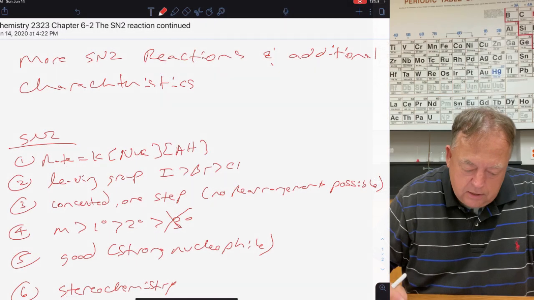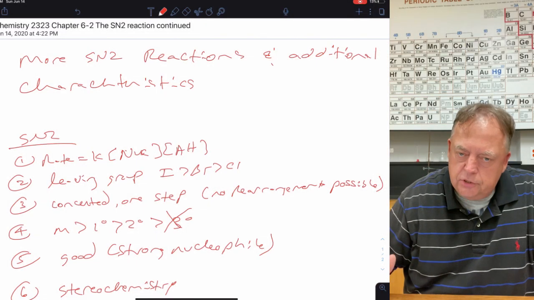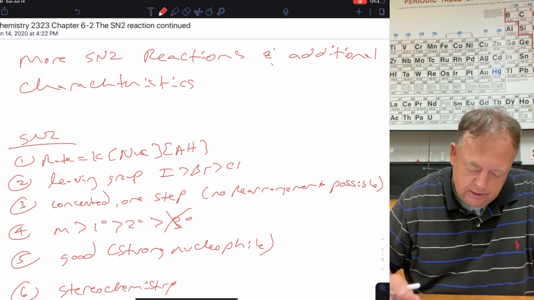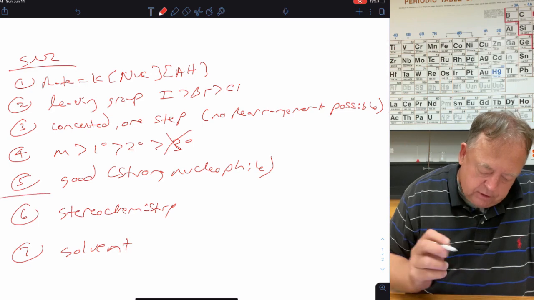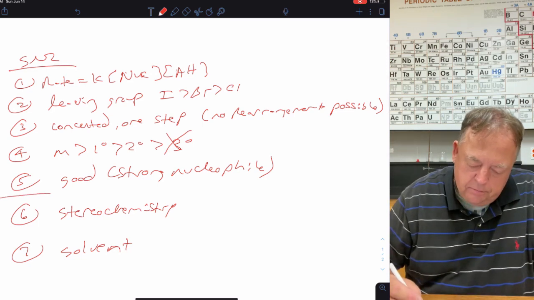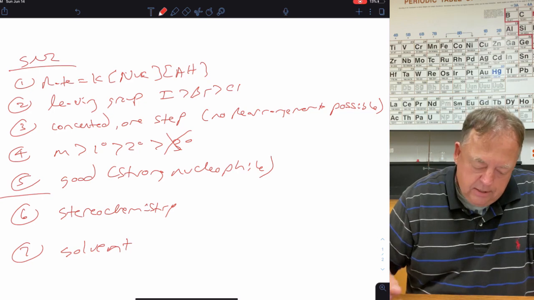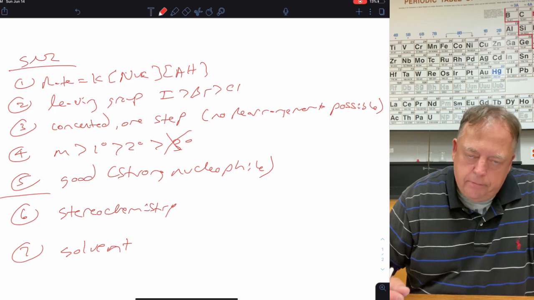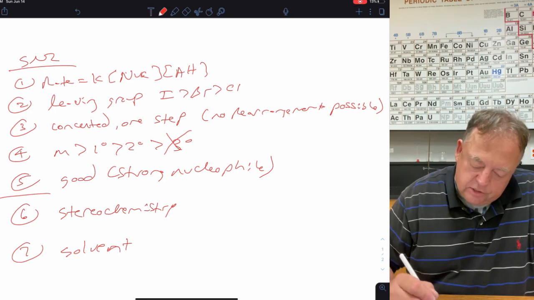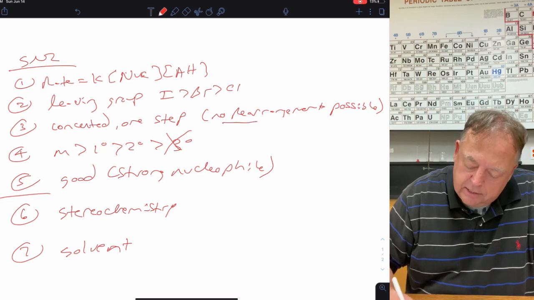So in this lecture, we'll look at more SN2 reactions, and we'll look at some additional characteristics of SN2 reactions. In the first lecture, we looked at these first 5 characteristics of an SN2. The rate is dependent on both the nucleophile and the alkyl halide, so it's a bimolecular reaction. Good leaving groups, so iodide's better than bromide, better than chloride. It's a concerted one-step reaction. No rearrangement is possible. We didn't talk about that in the last video.